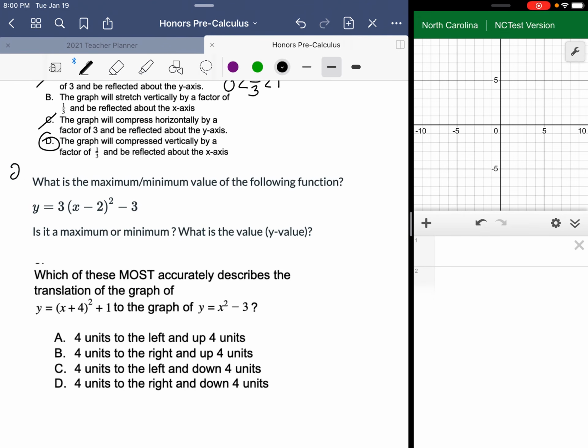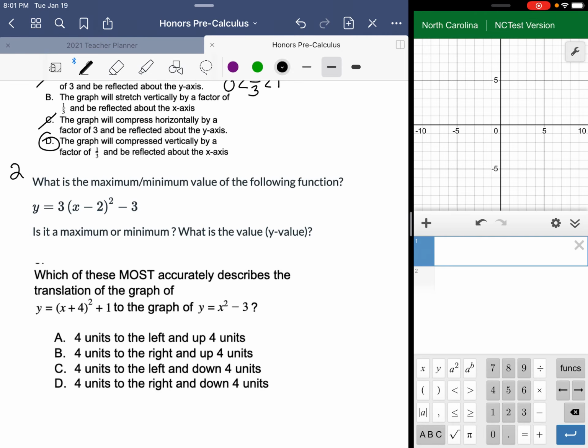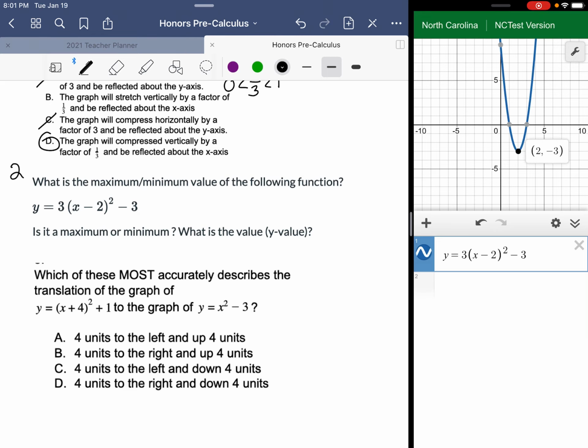All right, number 2. So it says, what is the maximum or minimum value of the following function? Is it a maximum or minimum? What's the value? So the first thing I'm going to do is I'm going to look at my graph here, and I'm going to plot those values. All right, so I see that I have a minimum. So we're going to have a minimum here, and that minimum is located at 2, -3.